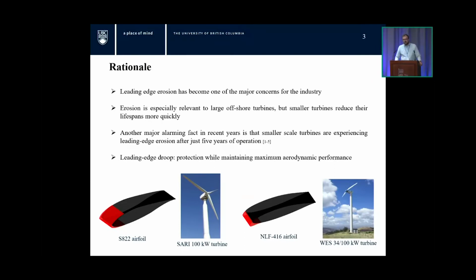Today, I will be talking about leading edge droops applied to 2 airfoils: the S822 airfoil, which is an NREL airfoil, as used, for example, on the Sun Air 100 kilowatt turbine, and the NLF 416 airfoil, which is a laminar flow airfoil, used on the Wind Energy Solutions 34100 kilowatt turbine.